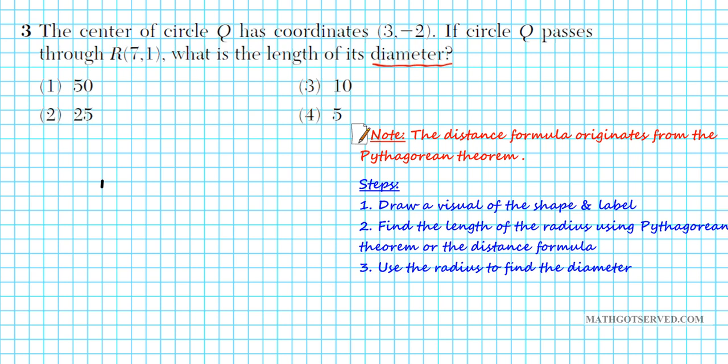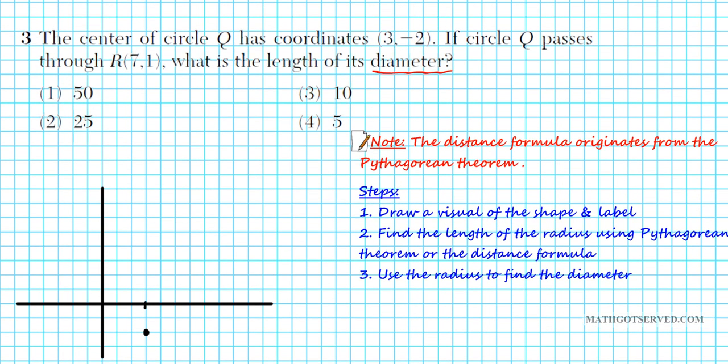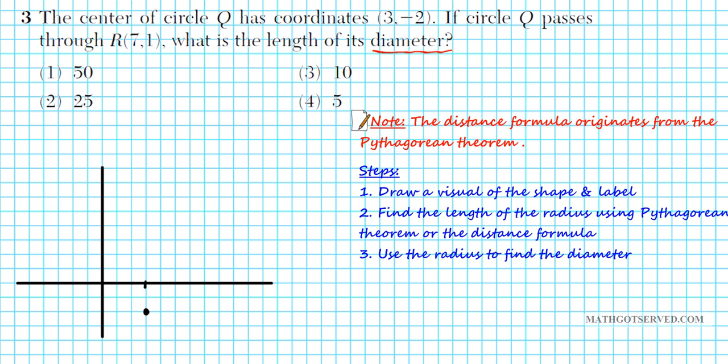The points we have are in quadrant 4 and quadrant 1. Let's start with the center, which is at (3, -2). So 1, 2, 3, 3, -2. There goes the center of your circle. And then we know that the circle goes through (7, 1). Let's call this O.